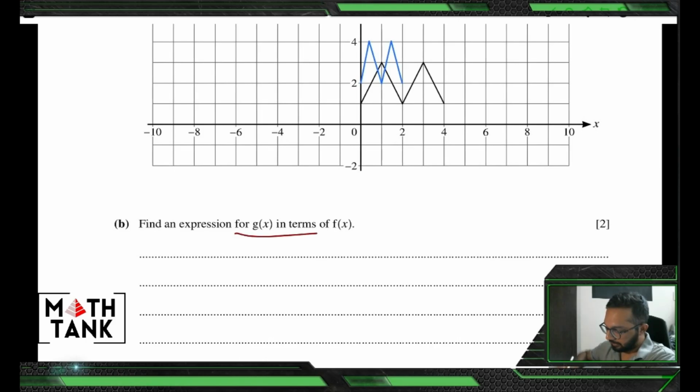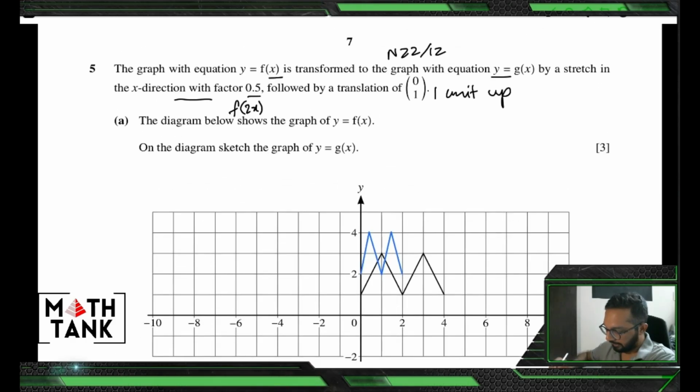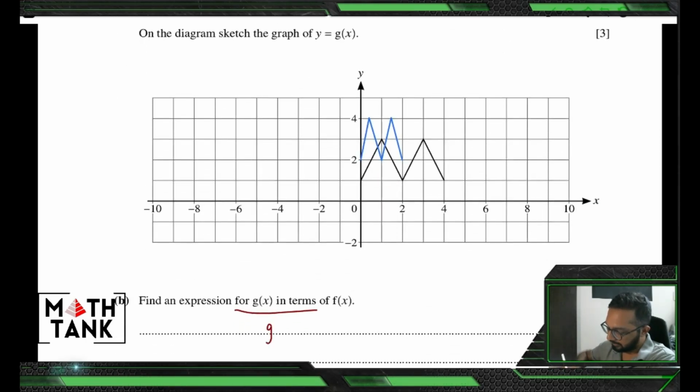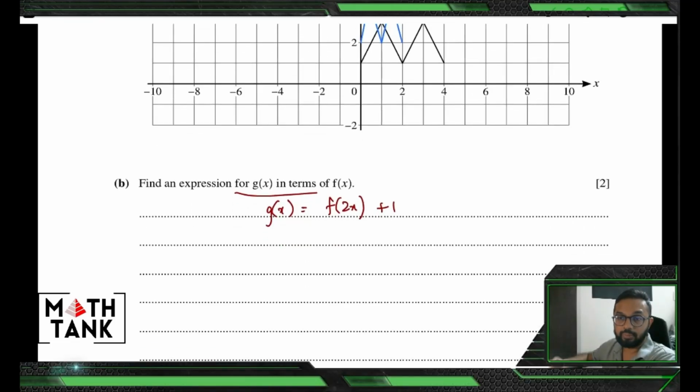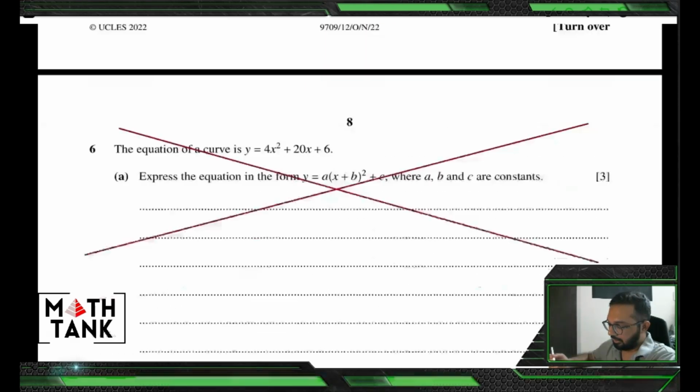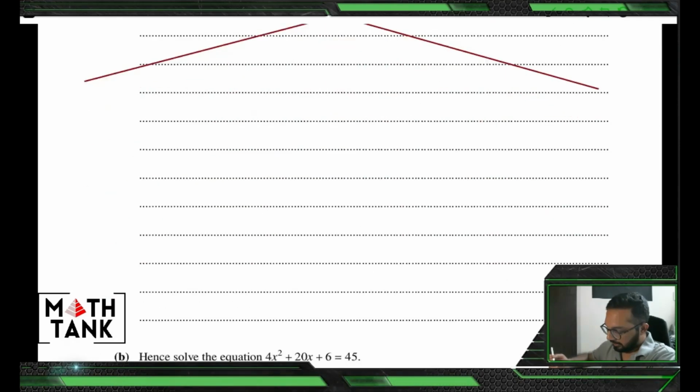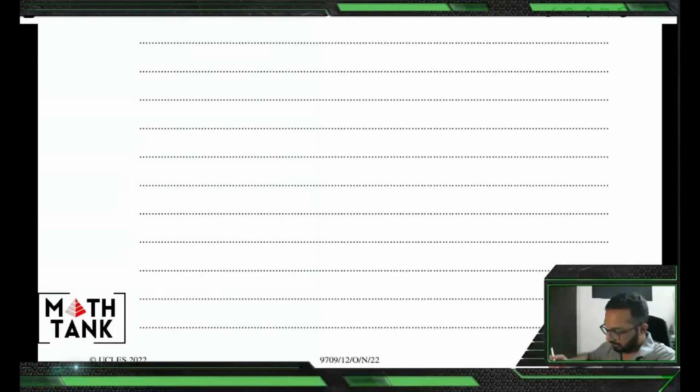Then it says find an expression for g of x in terms of f of x. So I'm just going to say that g of x is basically f of 2x plus 1. That's how you write it in notation form. I always tell my students that the notation form is very important, and you can see there's a direct question on it as well. Moving on, finding some more difficult questions.